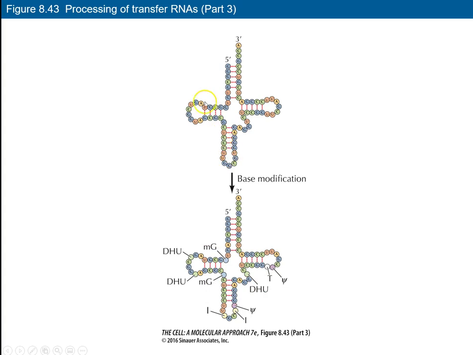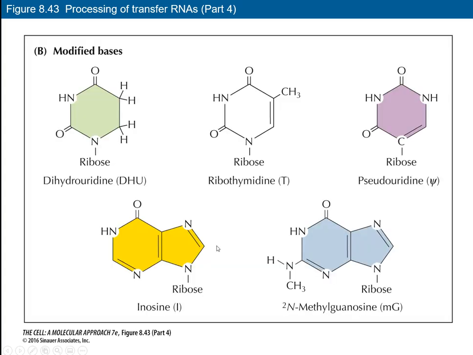Okay, so these sort of normal bases that are here get changed, okay? And that allows for, and we'll talk about this later, something called, remember how we talked about wobble, right? If you talk about the codon and that at that third position, it could really bind to a couple different nucleotides via complementary base pairing. It's because it has these modified bases. Okay, so this is giving you some examples here of these modified bases.